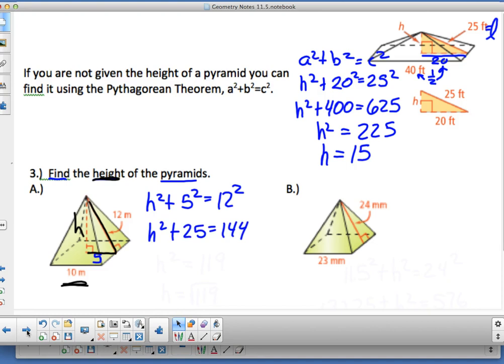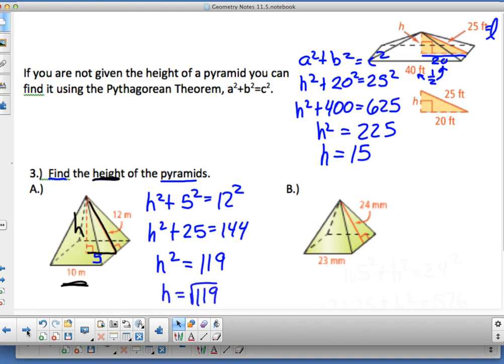H squared plus 25 equals 144. Subtract, I get 119. Now, I'm just going to take the square root of 119. Are you okay that 119 is between 10 and 11? Because 10's perfect square is 100, 11's perfect square is 121. 119 is between those two, so the square root of 119 is between 10 and 11.